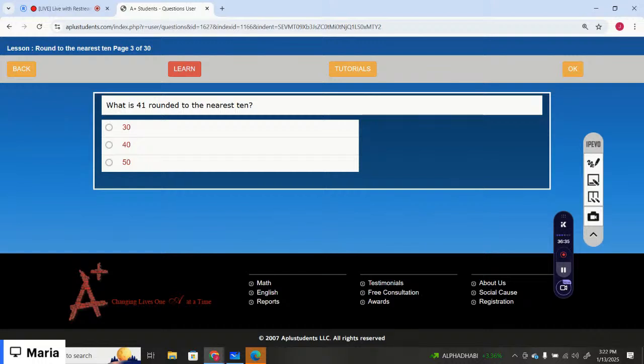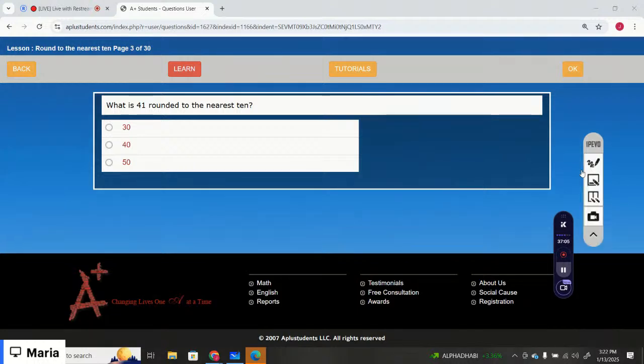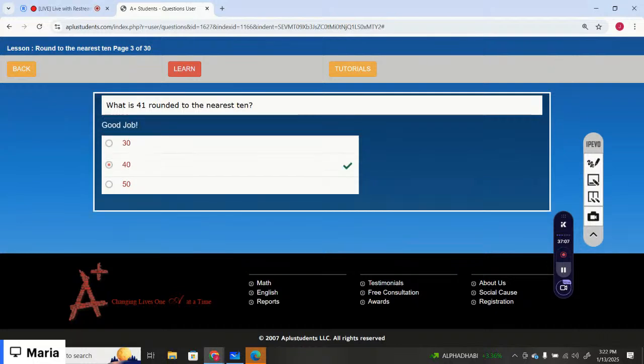What is 41 rounded to the nearest 10, which is the correct option? 41. 4 is at the tens position. Right next to 4, you have 1. 1 is less than 5. So you need to round to the same 10, so that it would be rounded to 40. The correct option is option number 3, that is 40.